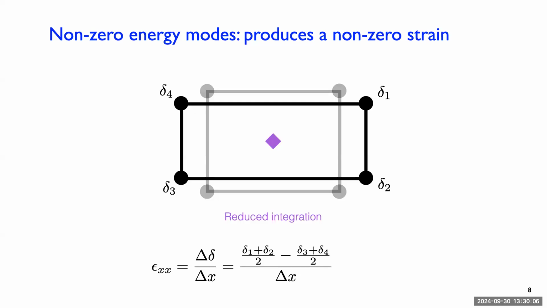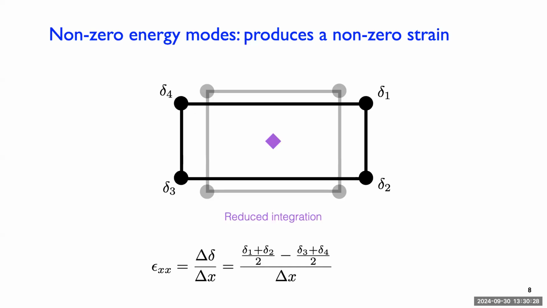So the strain in the xx direction for this element is just the change in length in the x direction divided by the original length in the x direction. Okay? So delta L over L. So this delta x is just the original length in the x direction of the element, and this delta u is the change in displacement in the x direction.